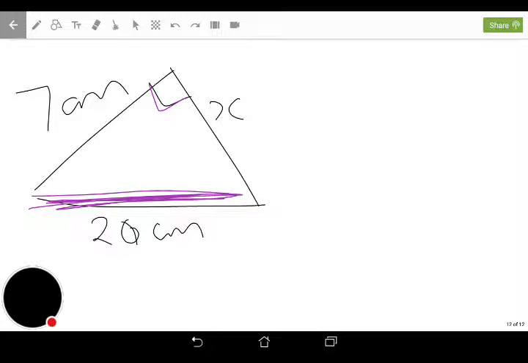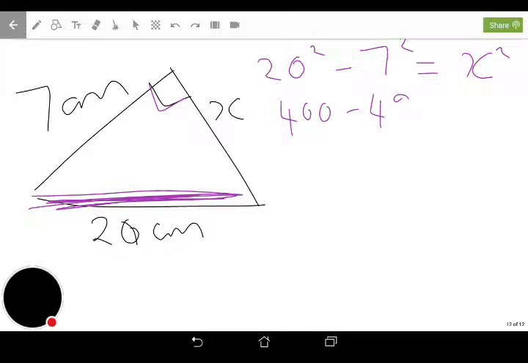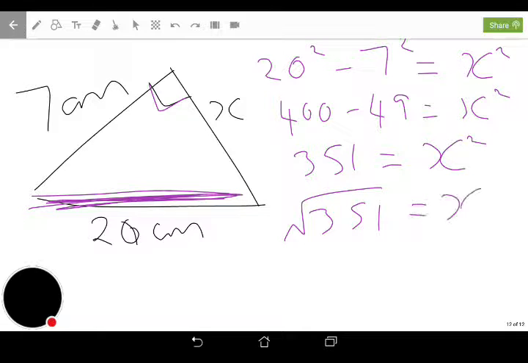So let's square the numbers, which is always the first step. So it's 20 squared minus 7 squared, which will give us x squared. 20 squared is 400, 20 times 20, and 7 squared is 49, which is 7 times 7. 400 minus 49 is 351, which gives us x squared. And to get x on its own, we will square root 351, and that is 18.7 to 1 decimal place.